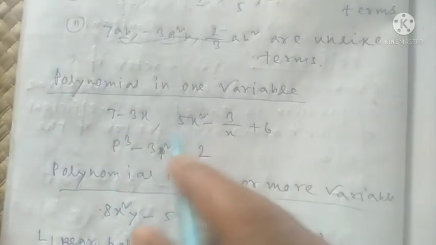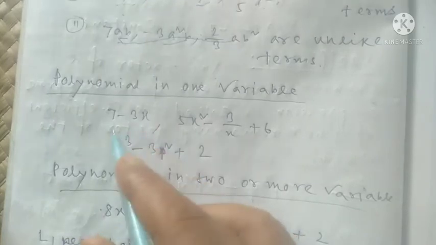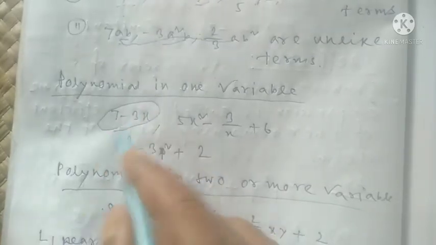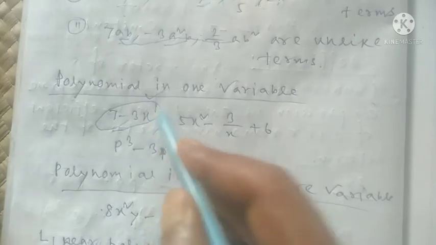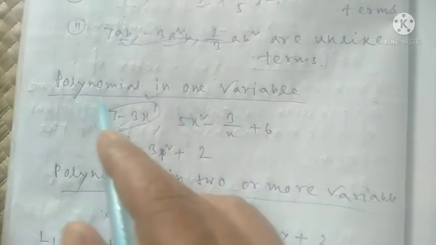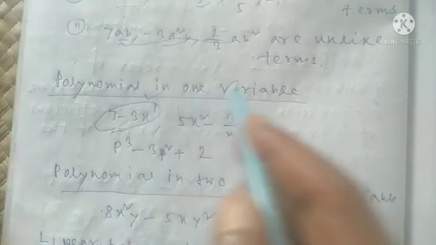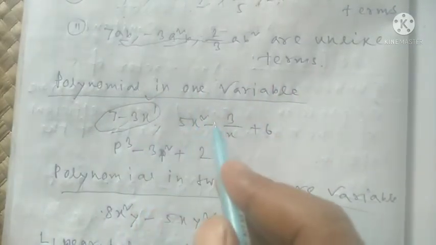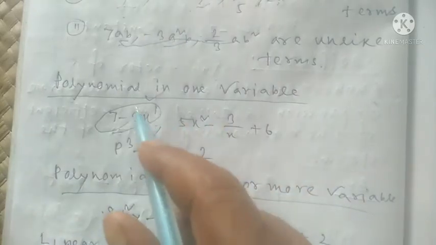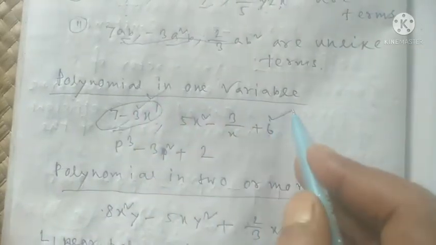A polynomial is an algebraic expression whose power is non-negative. If your power is non-negative, then at that time you can say that this is a polynomial. So in this, the first algebraic expression is a polynomial and the degree is 1. Polynomial in one variable, that means only one variable is there. Here also there is one variable, there are no two variables, but this is a polynomial, but this is not a polynomial.